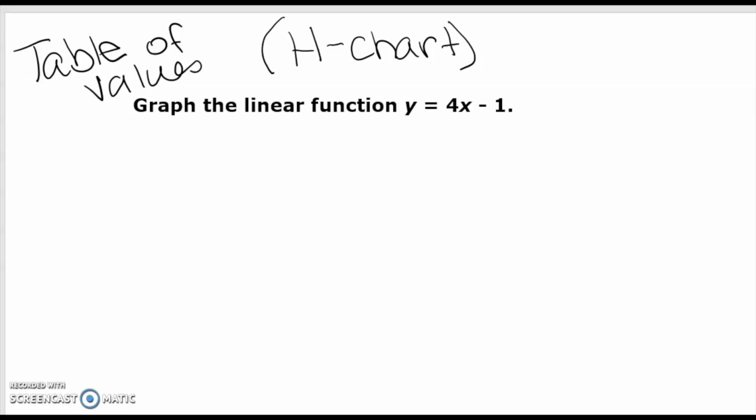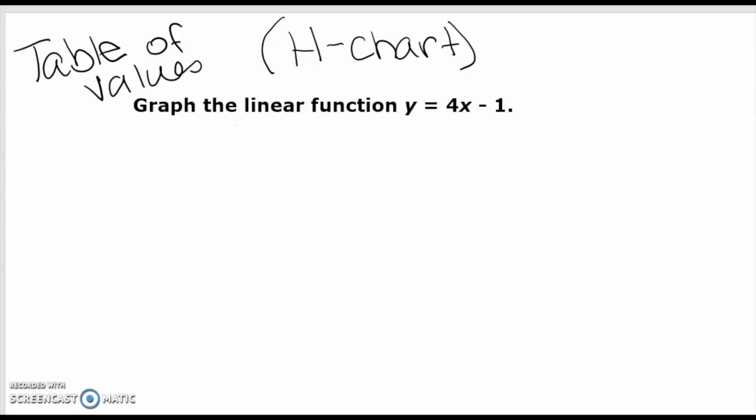So I know that this line, because it has an x and it has a y, it's a linear equation. That means it's a straight line. But that also means that there's many, many, many ordered pairs that fall on that line. Now, I can't possibly find all of them. That would take forever. But I can find some of them, and then I'm able to draw the line.